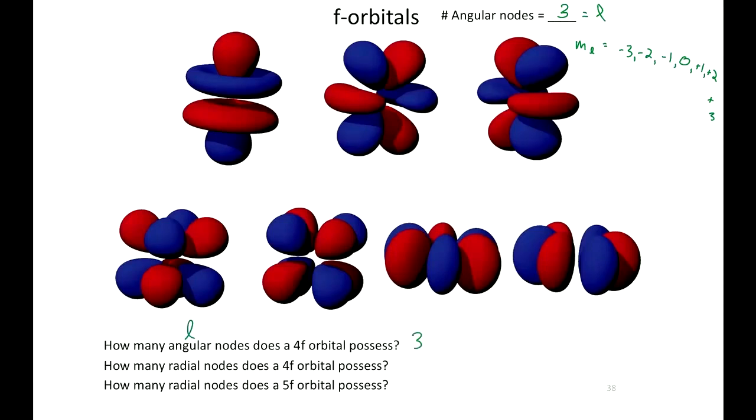Angular node is L. How many radial nodes does a 4F orbital possess? 0, yeah, because 4F, n equals 4, L equals 3. So n minus L minus 1, the number of radial nodes is 0. What about 5F? Number of radial nodes? 1. Okay, so n minus L minus 1.